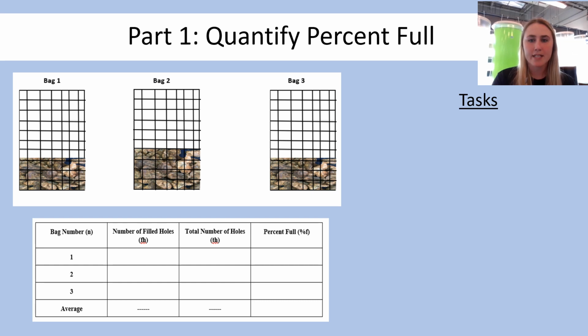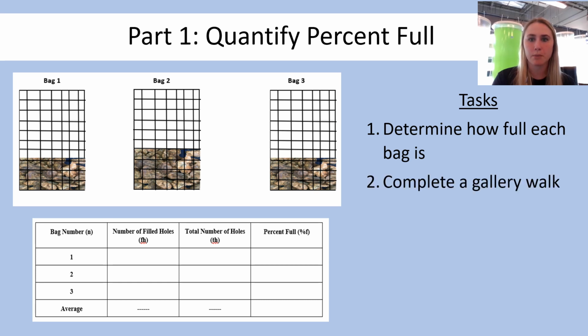The first task is quantifying percent full. This activity will prompt students to figure out how full each bag is with oysters by calculating percentages and averages. After each group determines how full their bags are on average, the student will complete a gallery walk to review what the other group's bags looks like and what their oysters look like, taking special note of size and shape.